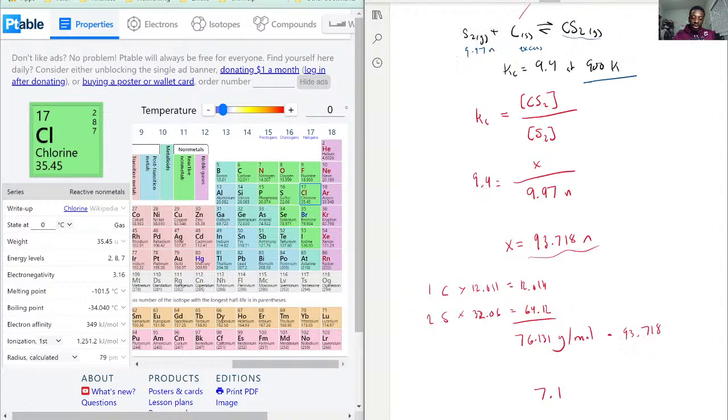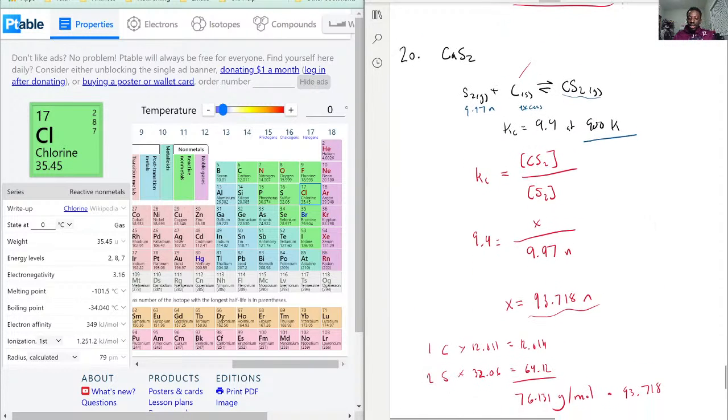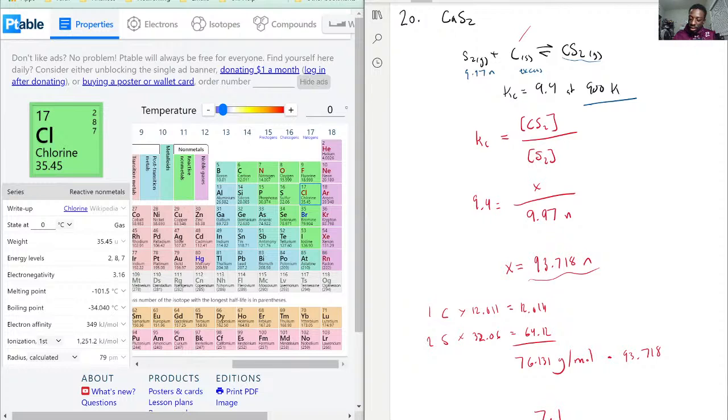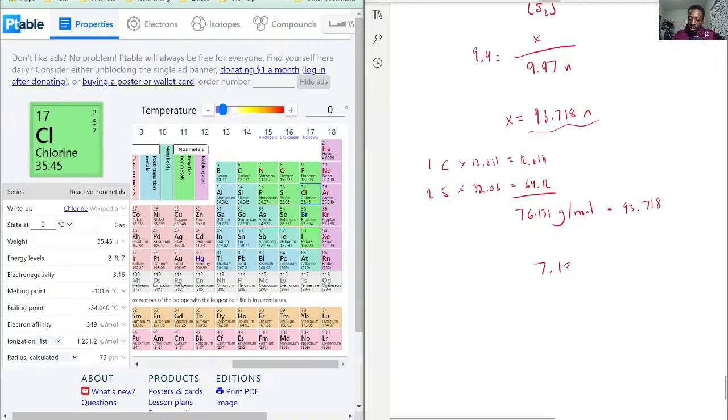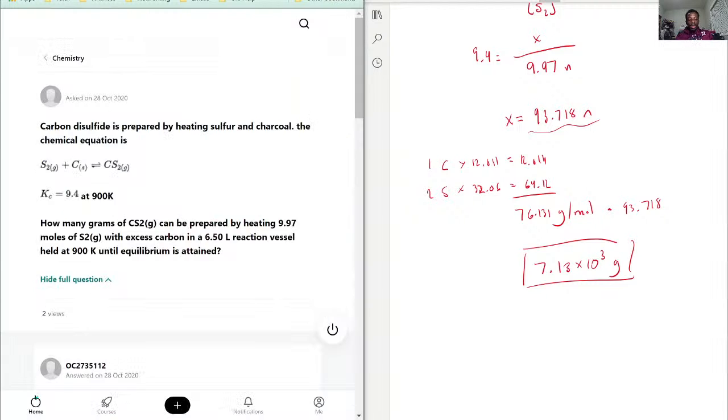How do I want to round this? Based on the amount of grams it gave us, 9.97, so 3 significant digits, 7.13 times 10 to the power of 3 grams. This is what I believe the answer should be. Let's see how we did.